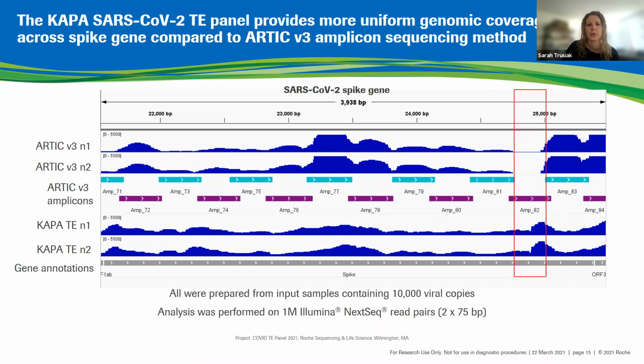When we zoomed into the spike gene towards the 3' end of the genome, and we looked at the coverage across, and we normalized the coverage across the Arctic and the KAPA TE data sets, we found an area of near complete dropout to complete dropout in certain of the replicates towards the 3' end of the spike gene, while we had maintained consistent coverage in our KAPA TE workflow.